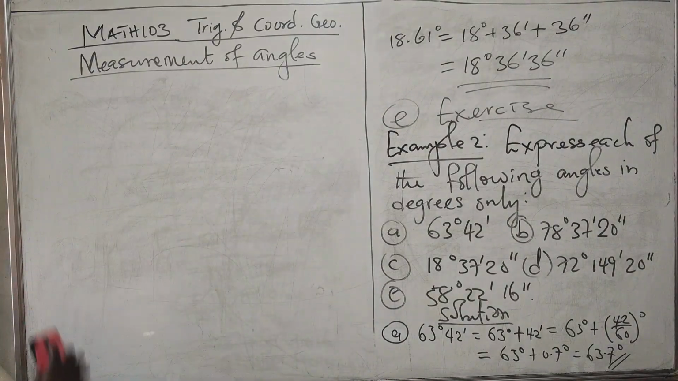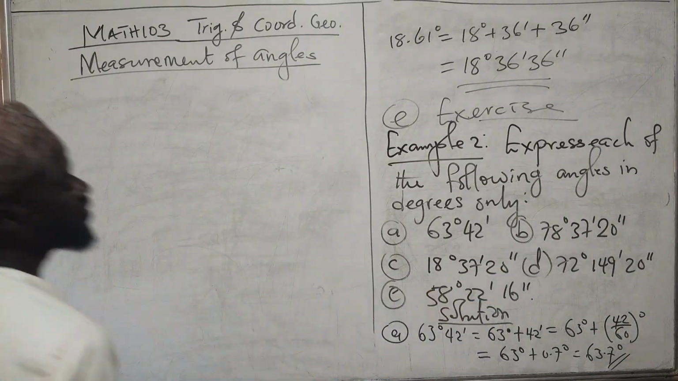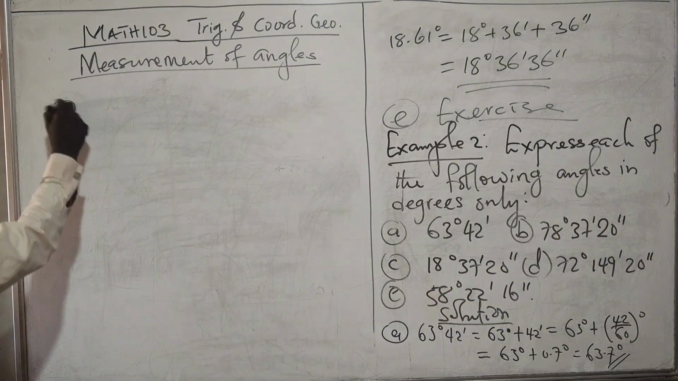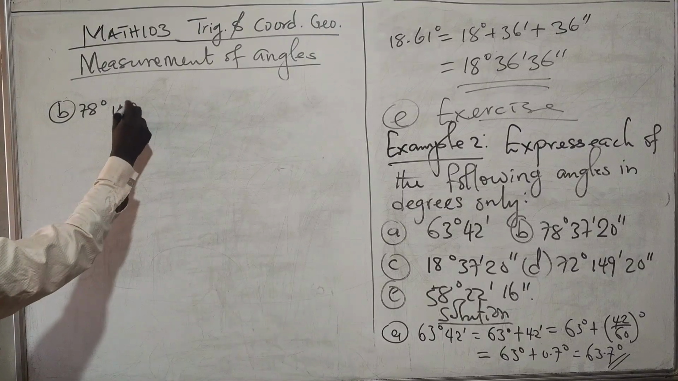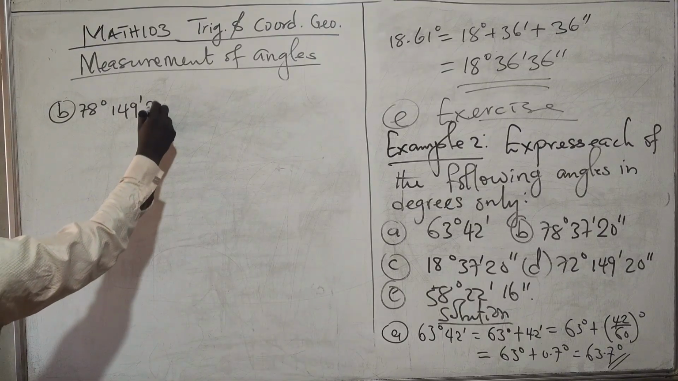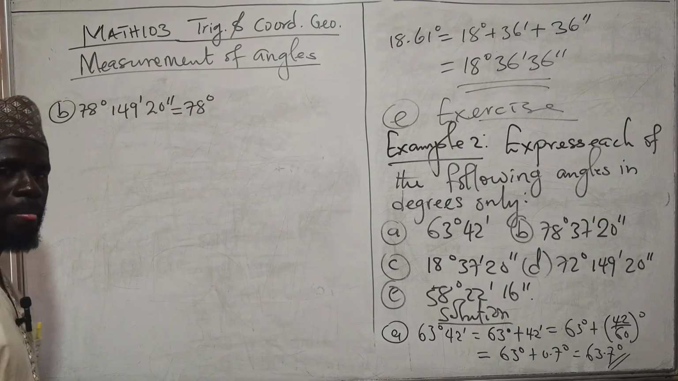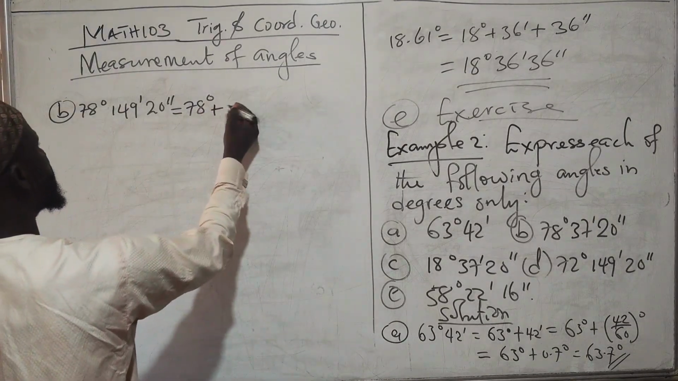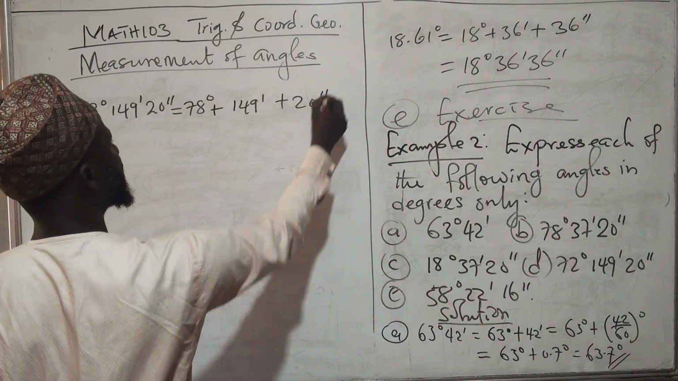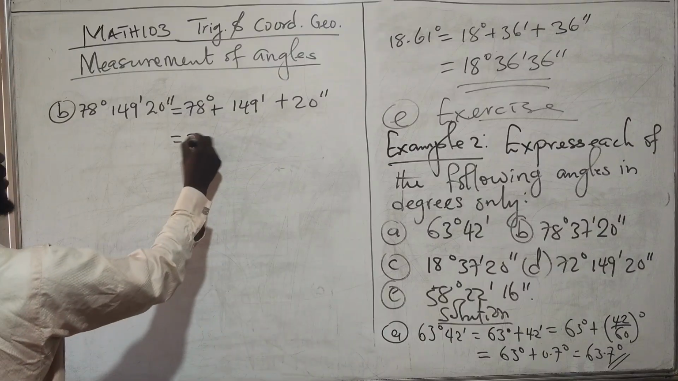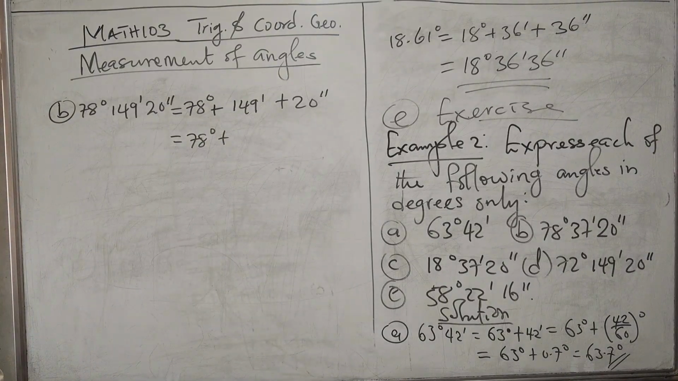In the B part, we are converting 78 degrees, 149 minutes, 20 seconds. So this is equal to 78 degrees plus 149 minutes plus 20 seconds. And so this is 78 degrees plus, to convert this minute to degrees, we divide by 60.